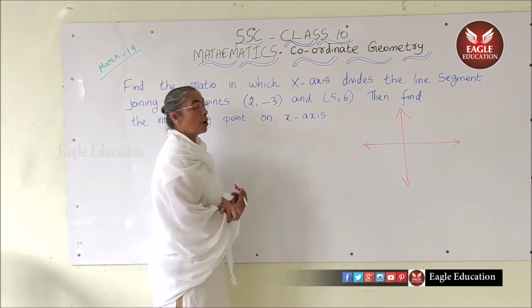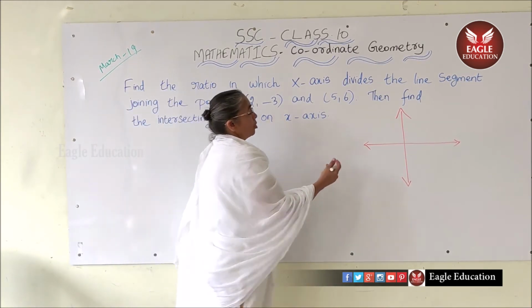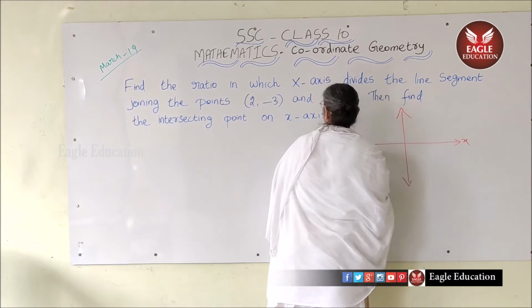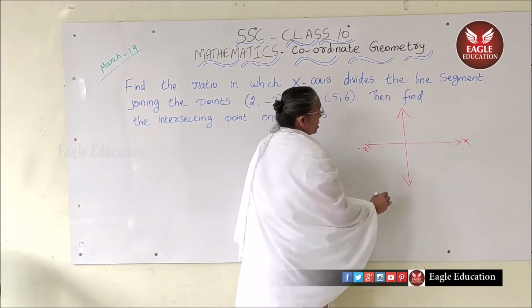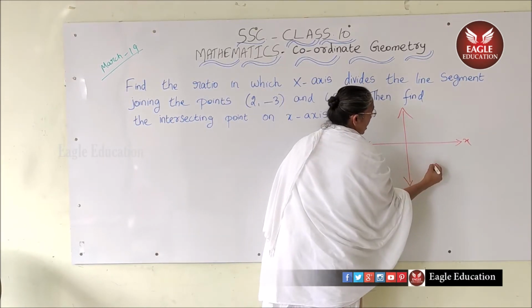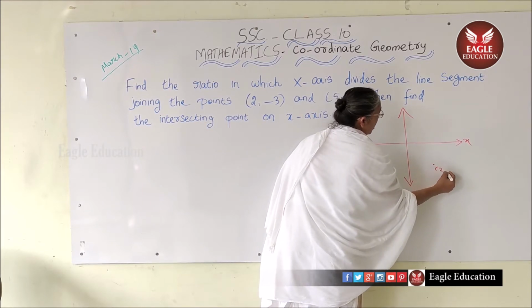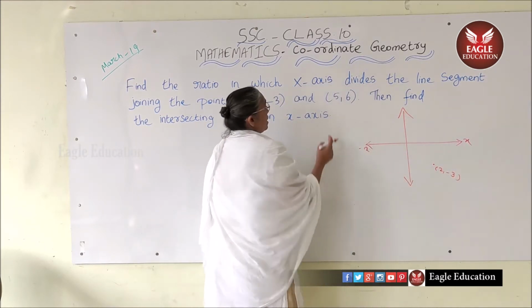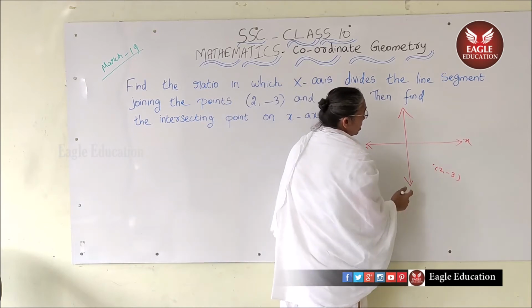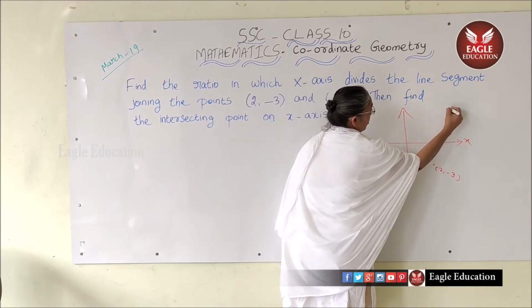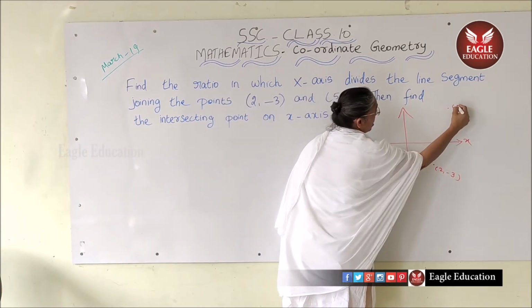Let us mark these points approximately on the coordinate system. So first (2, -3). So x is 2, y is -3, which will be in the third quadrant. Then (5, 6), which is in the first quadrant. X is 5 and y is 6, so it may be approximately here.